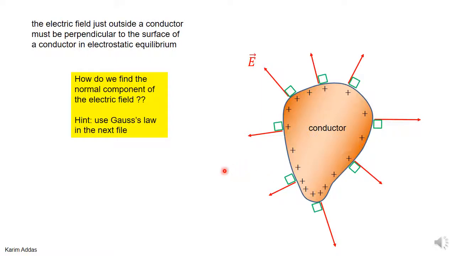So the question we want to answer in the next video is, what is the value of this normal component of electric field just outside the conductor? What's the value of it? As a hint, we'll be able to use Gauss's law to find this value. Try to think about it on your own and see if you can derive it.